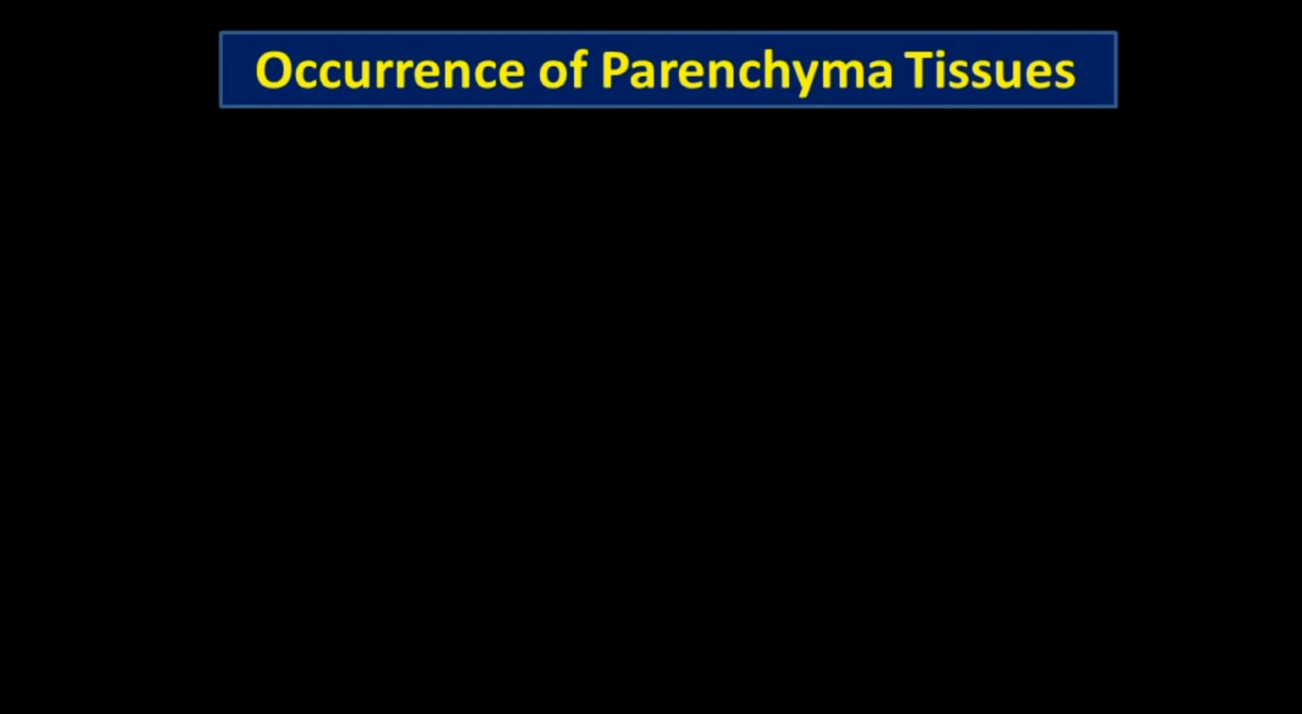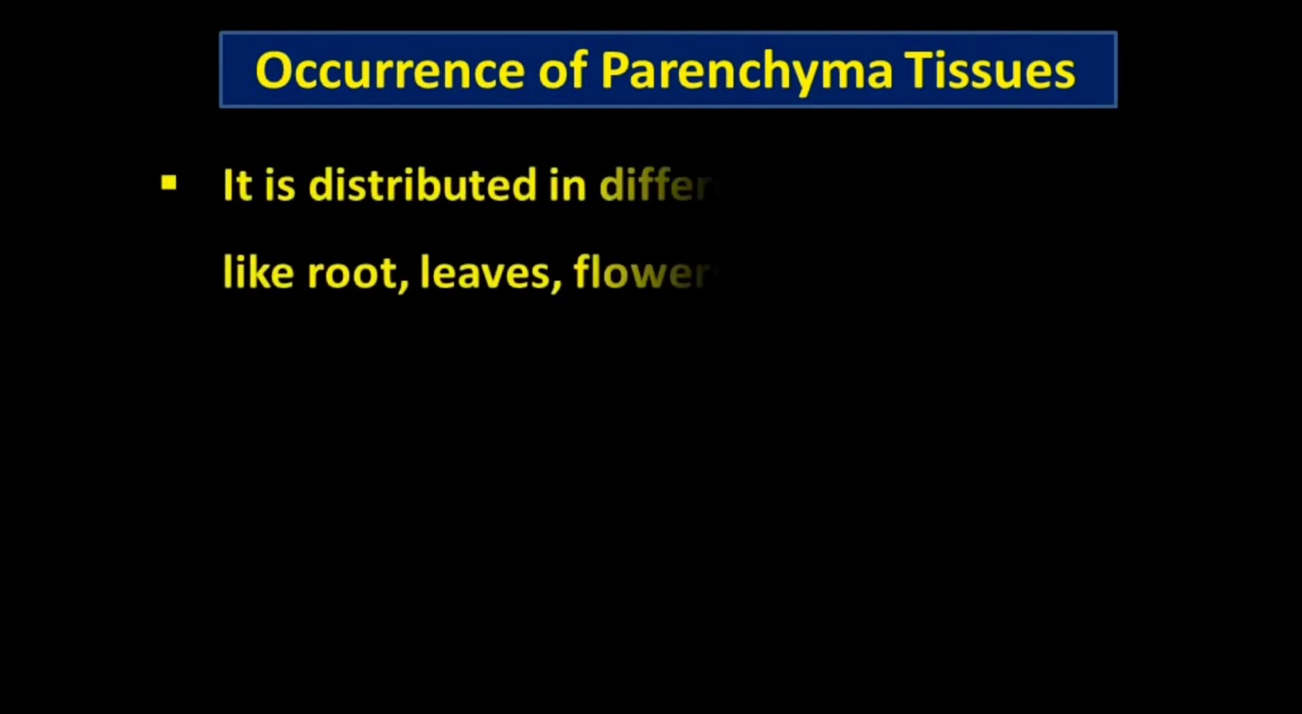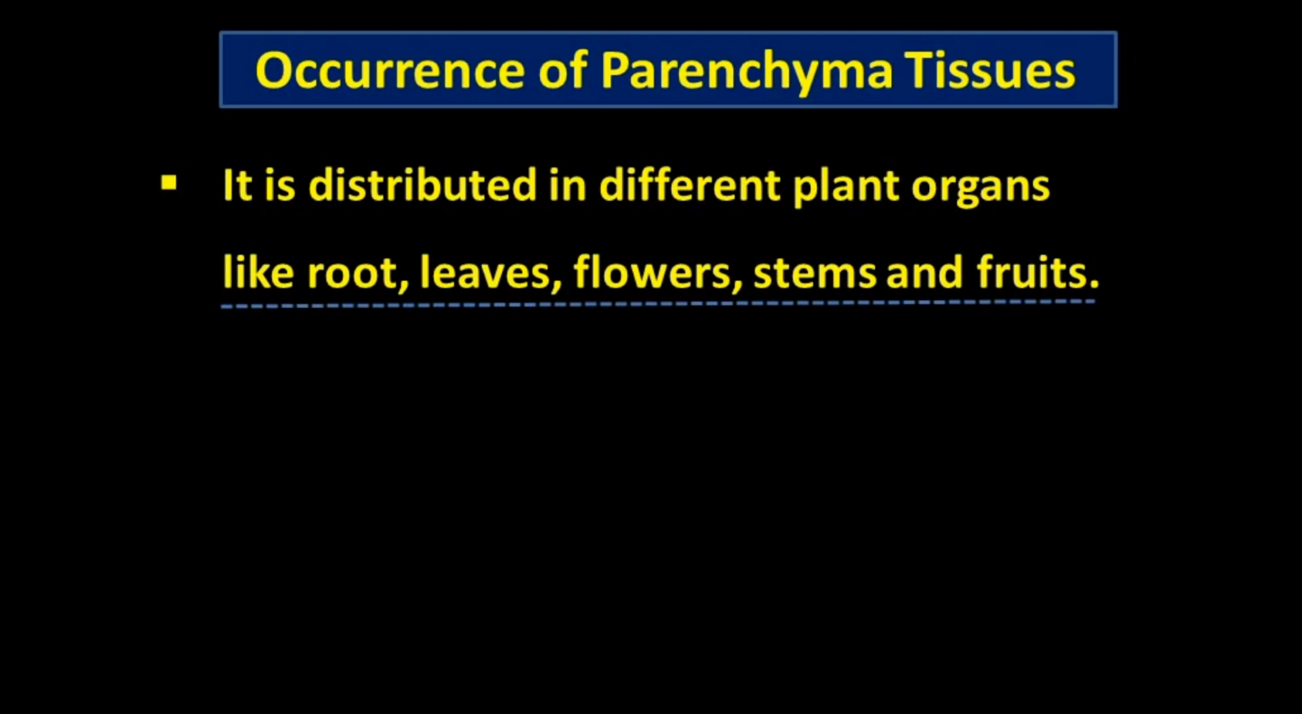Occurrence of parenchyma tissues. These tissues are distributed in different plant organs like root, leaves, flowers, stem and fruits. They are found in root, leaves, flower, stem and fruit.